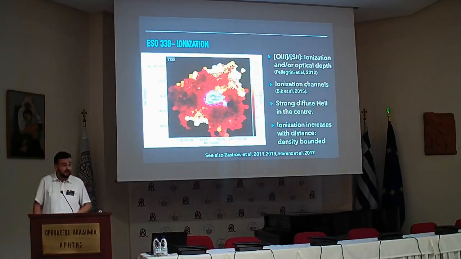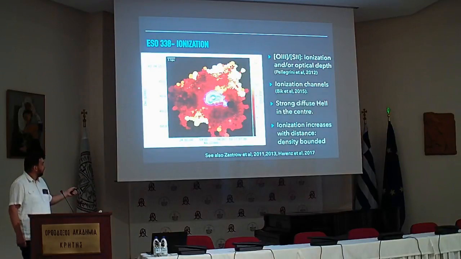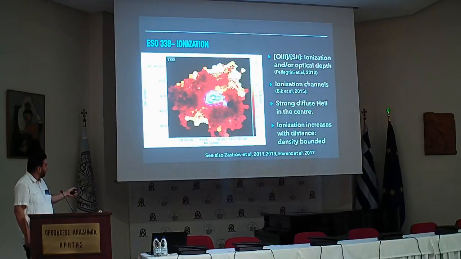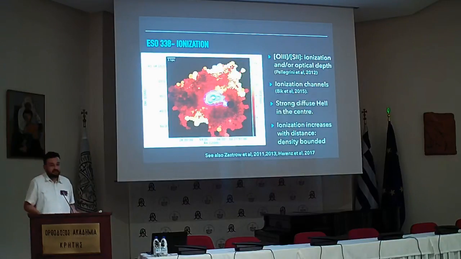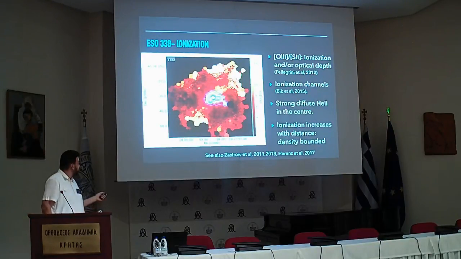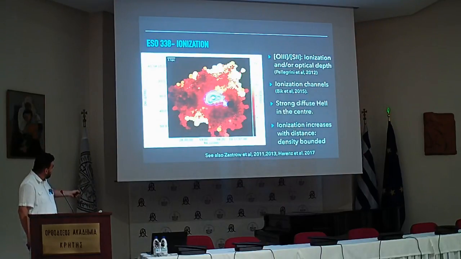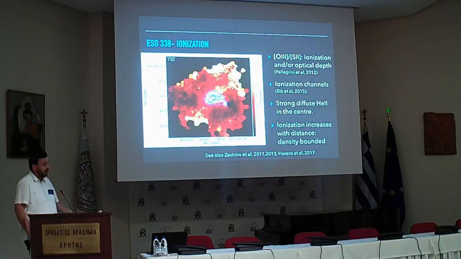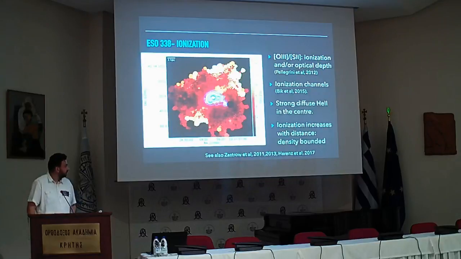We're using the ionization parameter mapping, which has also been discussed several times yesterday and today. We're using O3 over S2 because O2 does not fall in the MUSE wavelength range. And what you see here is that I'm doing O3 over S2, so white means high O3, and dark means a high S2. The center is heavily ionized, which is not surprising because that's where your star clusters are. These blue contours are helium-2 emission, so there is a lot of diffuse helium-2 emission. You see two ionization channels, one to the north, one to the south. In the east and western part, the gas is more neutral. And so these channels could allow the Lyman continuum to escape.